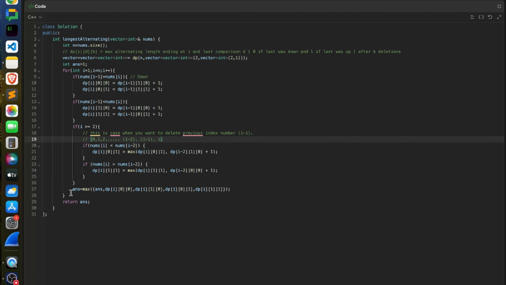And that's it. After that, just update your answer. Answer is equal to max of answer, comma, any one of those 4, right? So at index I, whether the last comparison is up or down, whether you want to delete 0 or 1 element. And then return your answer. So yeah, it's a good problem. It's actually more like a thinking problem. The implementation is not that hard, but you have to kind of think in that direction.